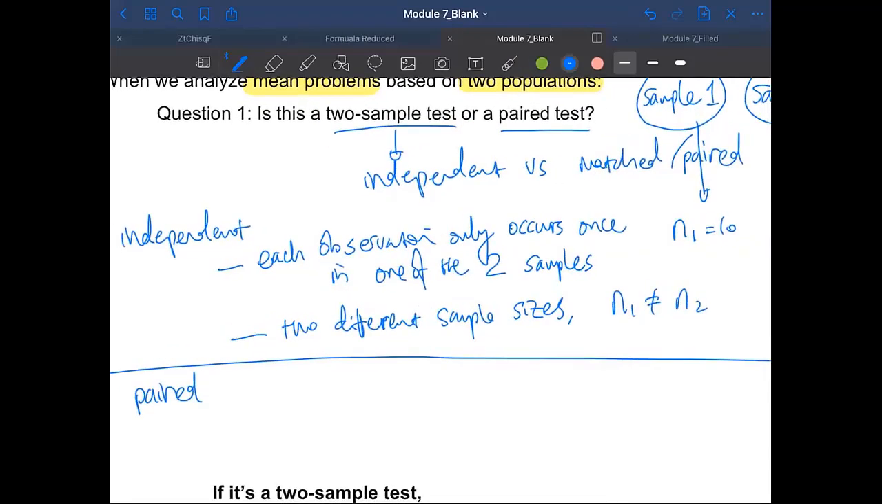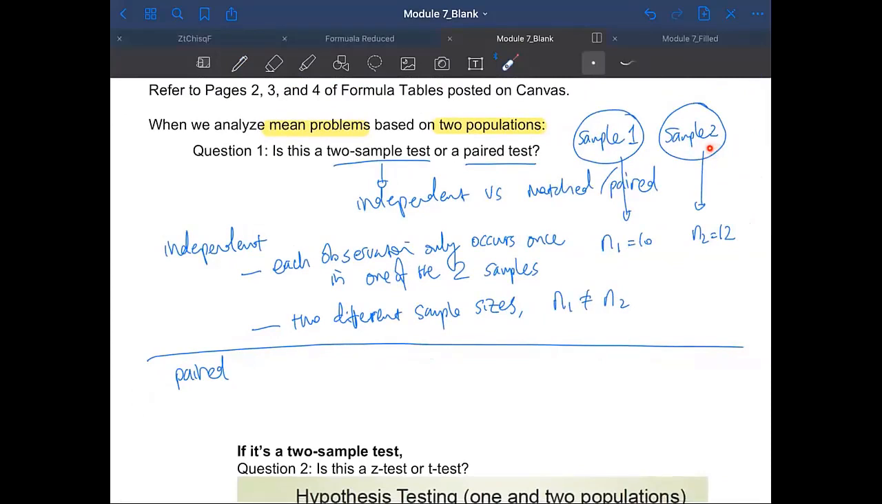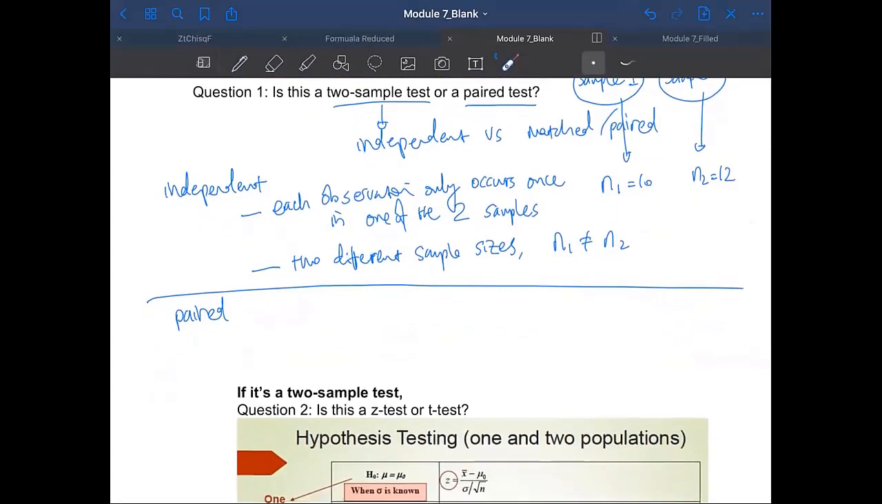Each observation only occurs once in one of the two samples, because a car that's a Ford has to come from the Ford dealership. It will not appear in the Toyota dealership, right? So there are some keys for you to remember to notice it is an independent sample.